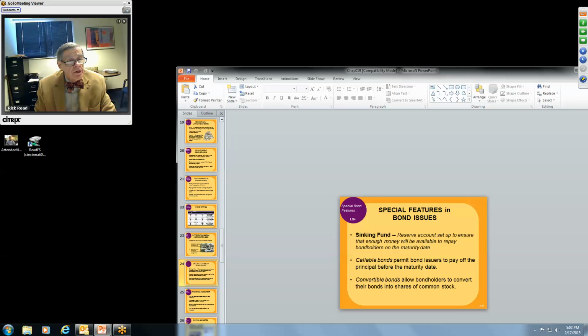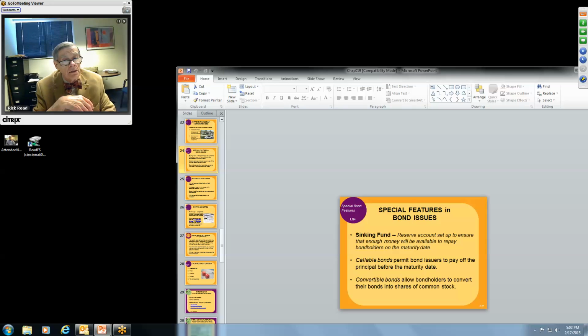Some special features of bonds: the sinking fund. That's a reserve account set up to ensure there's enough money to repay the debt. Callable, we talked about that before. Principal could be paid before the demarked maturity date. And then convertible bonds allow the investor, if you will, the owner of the bond, to convert that to common stock.